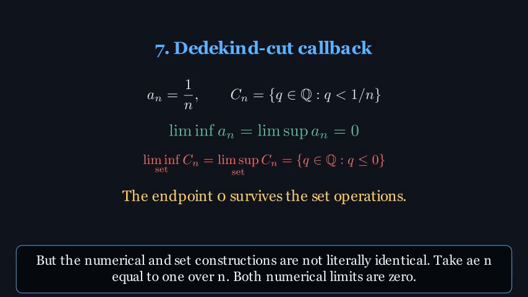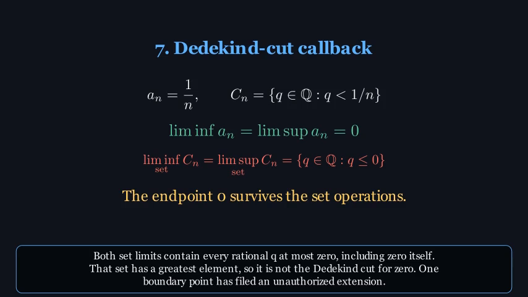But the numerical and set constructions are not literally identical. Take a_n equal to 1 over n. Both numerical limits are 0. Both set limits contain every rational q at most 0, including 0 itself. That set has a greatest element, so it is not the Dedekind cut for 0. One boundary point has filed an unauthorized extension.